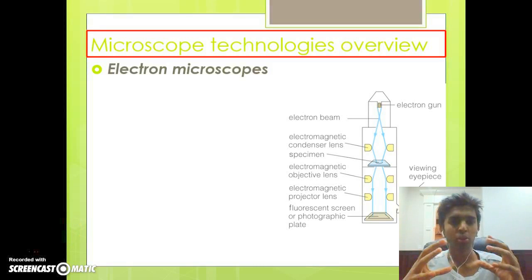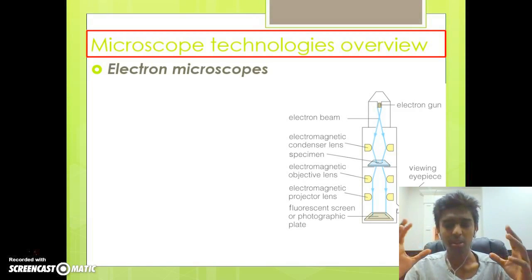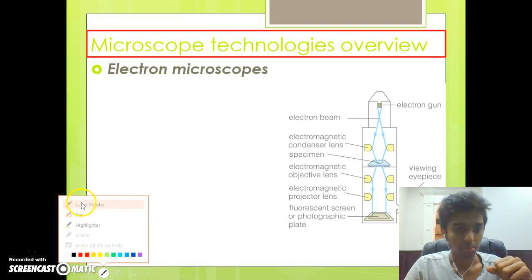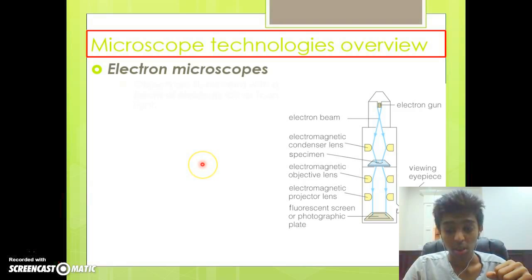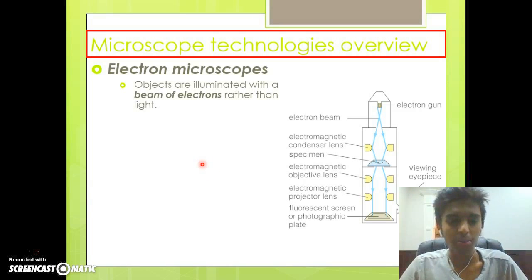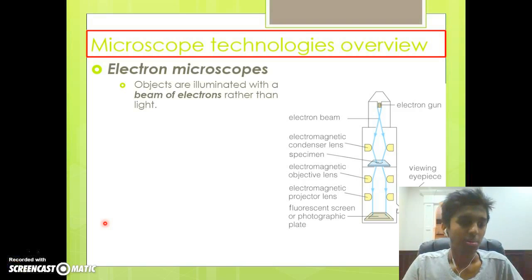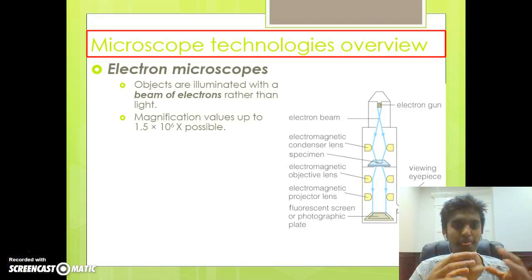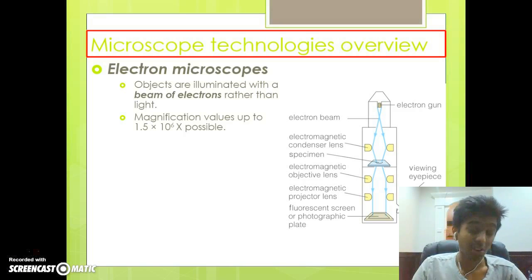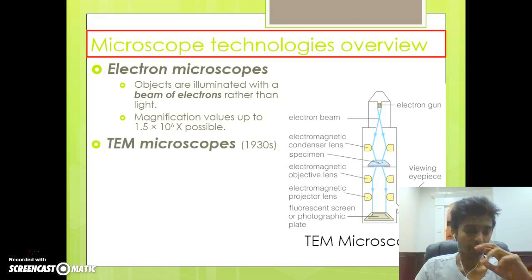So now let's finish off talking about the electron microscope and the other types of microscopes that exist in the world. So breaking down the electron microscope essentially has just some basic components. They're illuminated with a beam of electrons rather than light. So first of all, this allows a much higher magnification. 1.5 times 10 to the power 6 times magnification is actually possible with an electron microscope.